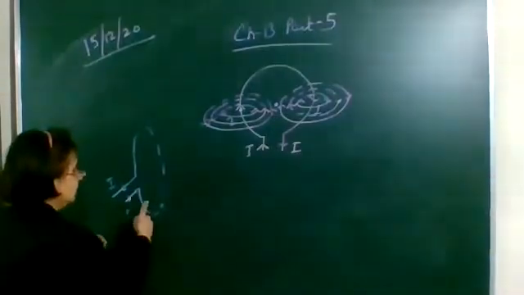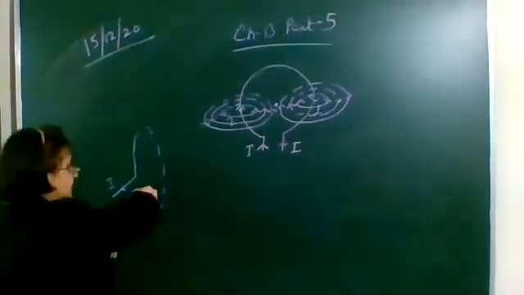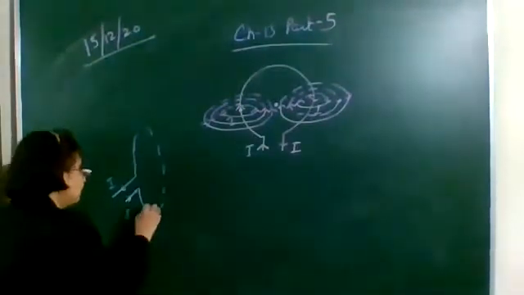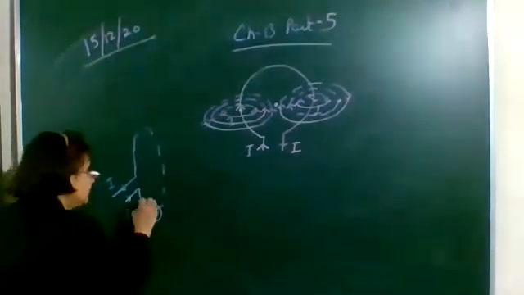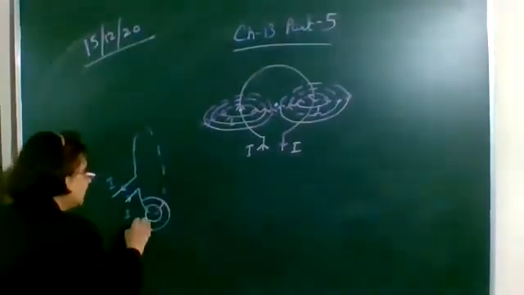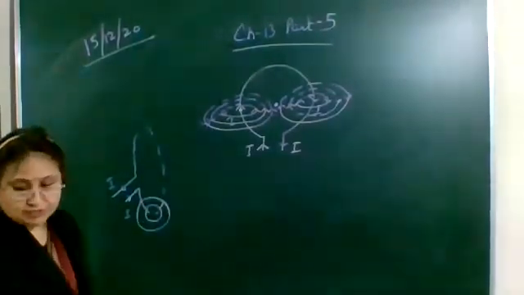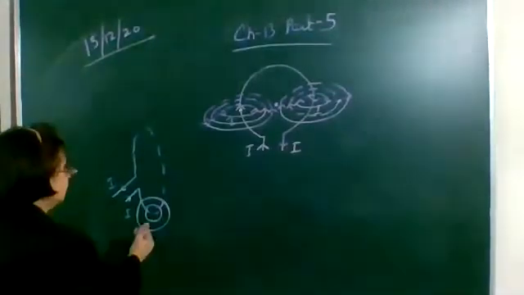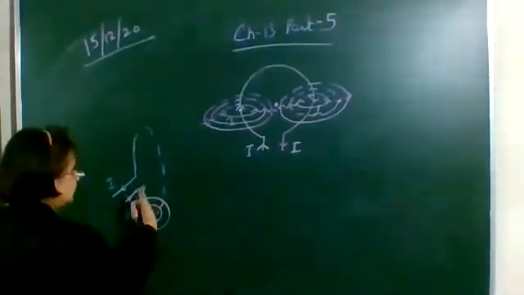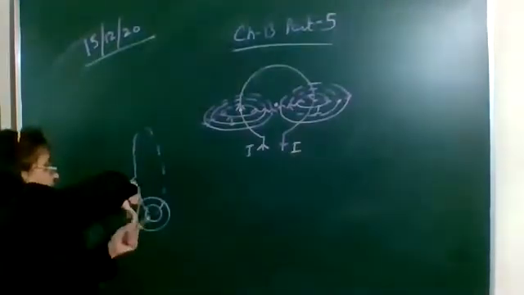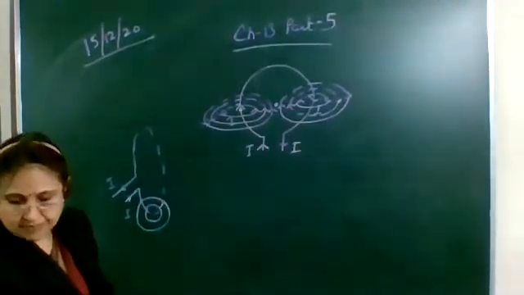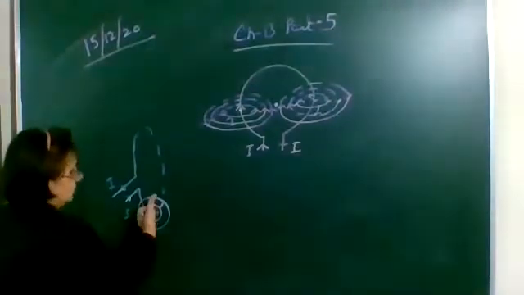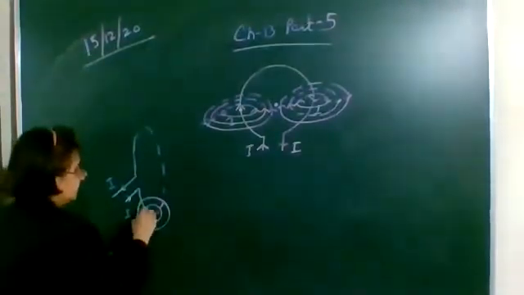So the magnetic field lines will be in the plane of the loop. These circular lines will give you the magnetic field lines. At this point, you can see that the current is in the downward direction. So these are the directions of the magnetic field lines. Here you can draw these magnetic field lines.